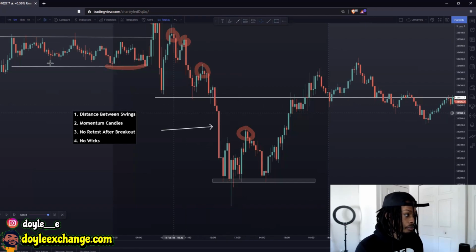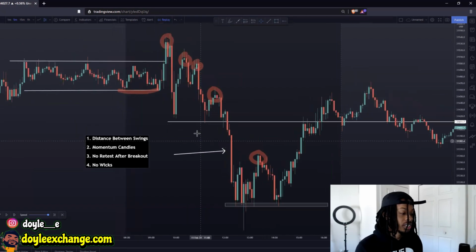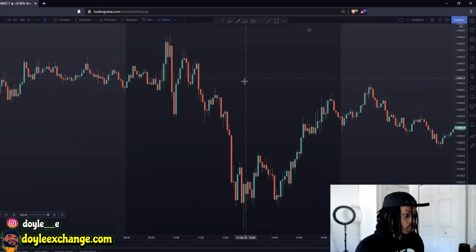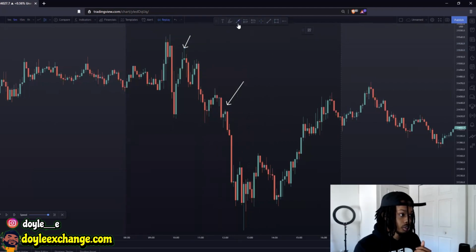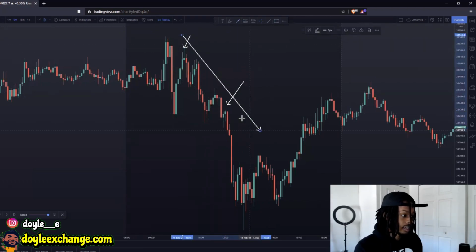And another thing that you can really spot is the pullbacks. Look at is the pullback strong or is it weak? Look at this pullback versus this pullback. You get what I'm saying? The pullbacks are getting weaker. So you should expect, since this is a downtrend, that once it comes down, it's going to be more stronger candles.